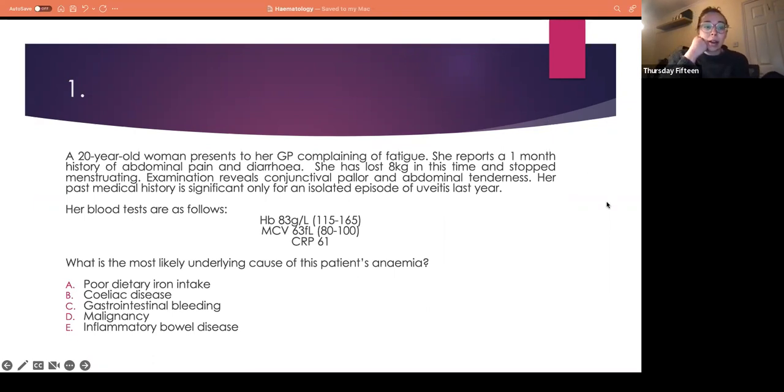So this question was about a young woman who came in with fatigue, abdominal pain, diarrhea, and weight loss. She's got some signs of anemia, then her blood tests confirm that she's got what looks like a microcytic anemia and a bit of an inflammatory response. Let me share your answers. I can see from your answers, most of you have been split between celiac and IBD, which is what I expected. So the reason, hang on, let me go into the answer.